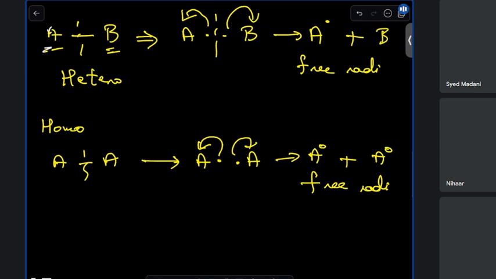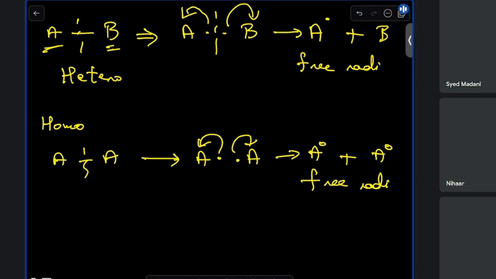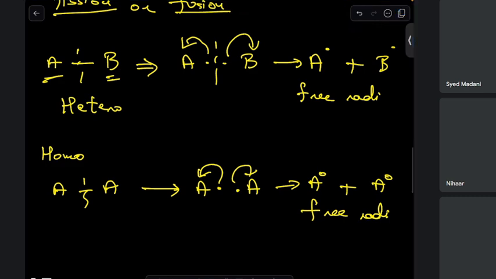If you break a bond, what will happen? You get two electrons. One bond is how many electrons? Two. And once I break it, each of A and B will get one electron each. This is called distribution. That's all. But then why will a bond break if they're already bonded?